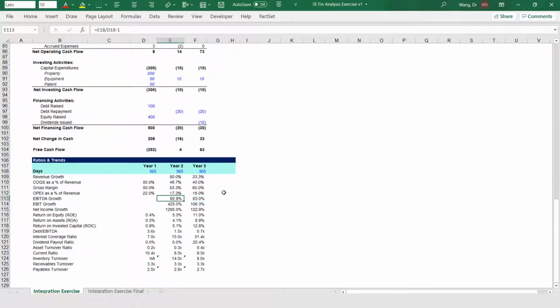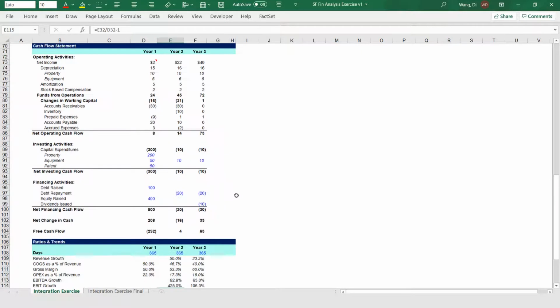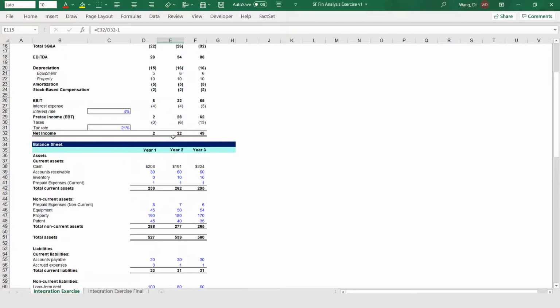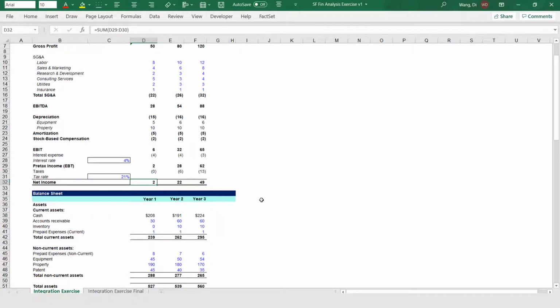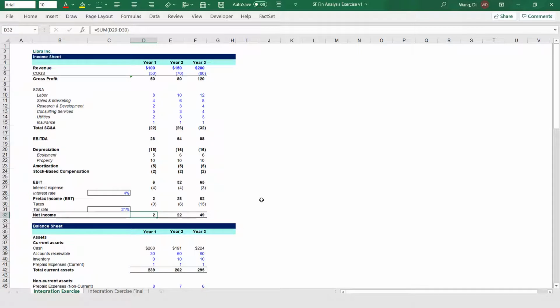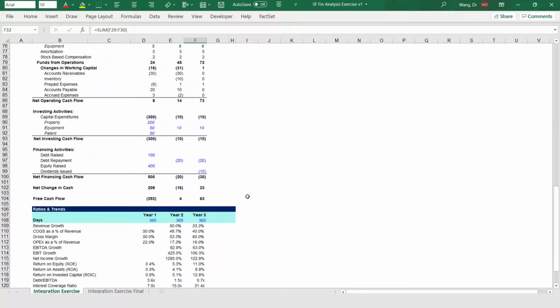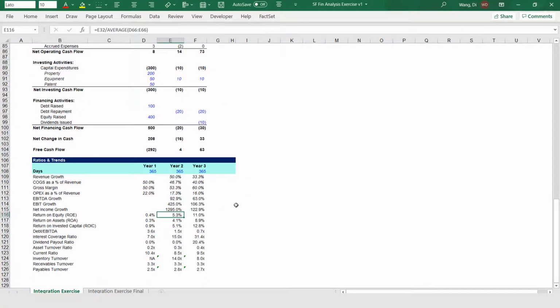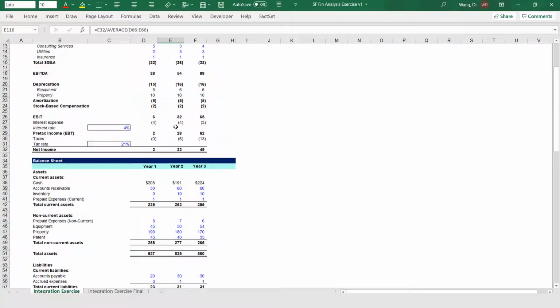EBITDA growth, as you can see, similar to revenue growth, has been climbing significantly, and that's the same case with EBIT as well. Net income growth is skyrocketing, and that's just a factor of a low base to start from. So we started with a base of 2, and year 2 we have 22, and year 3 we have 49. Return on equity, as you can see, has been increasing as well, since our net income figure has increased dramatically right here.